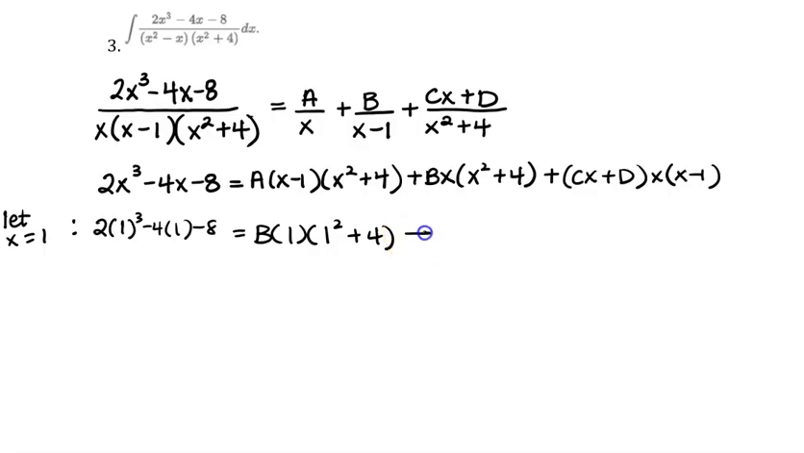To conclude that b is equal to -2. Now I will let x equal 0 because then I will be able to solve for my a term.